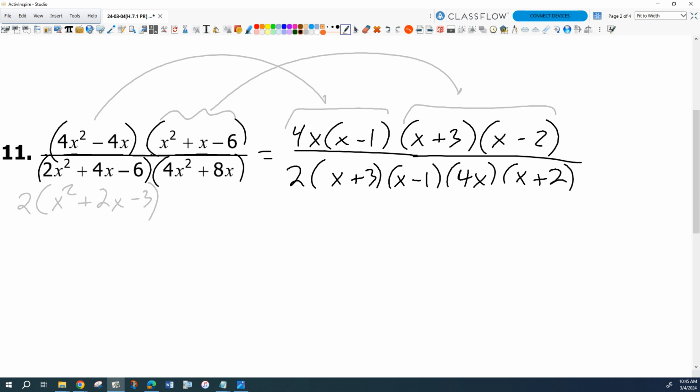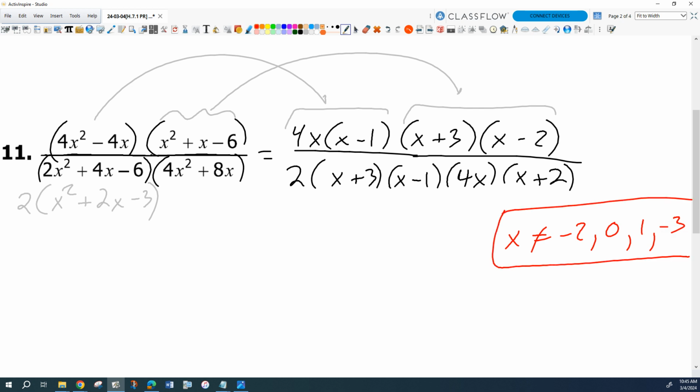We need to list our exclusions. What values need to be omitted from the domain? Negative 2, 0, 1, negative 3. There's our exclusions. Now what?